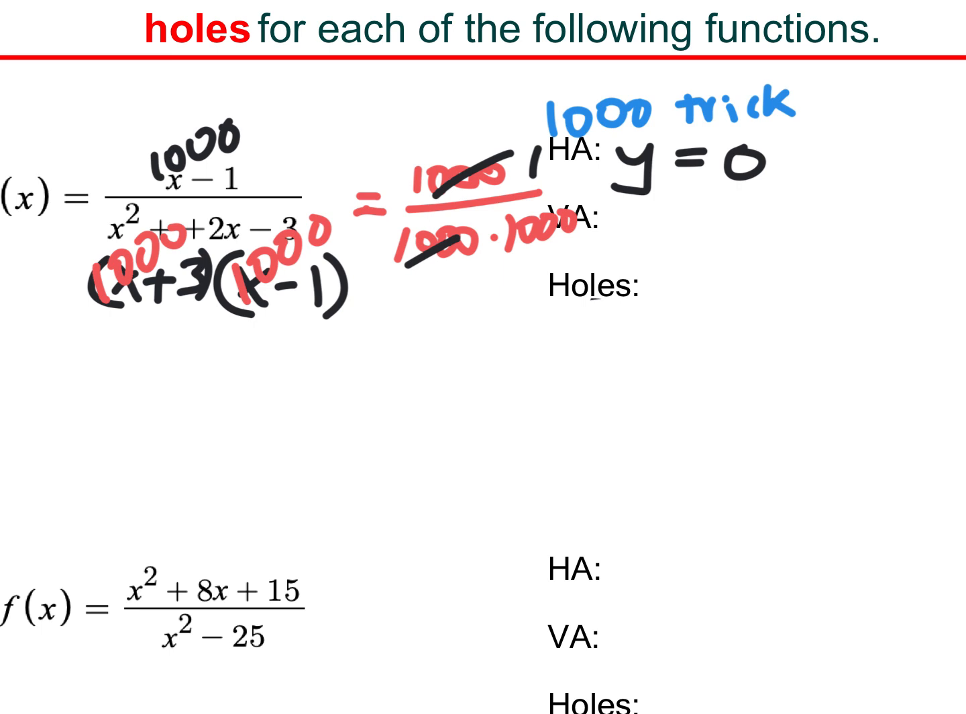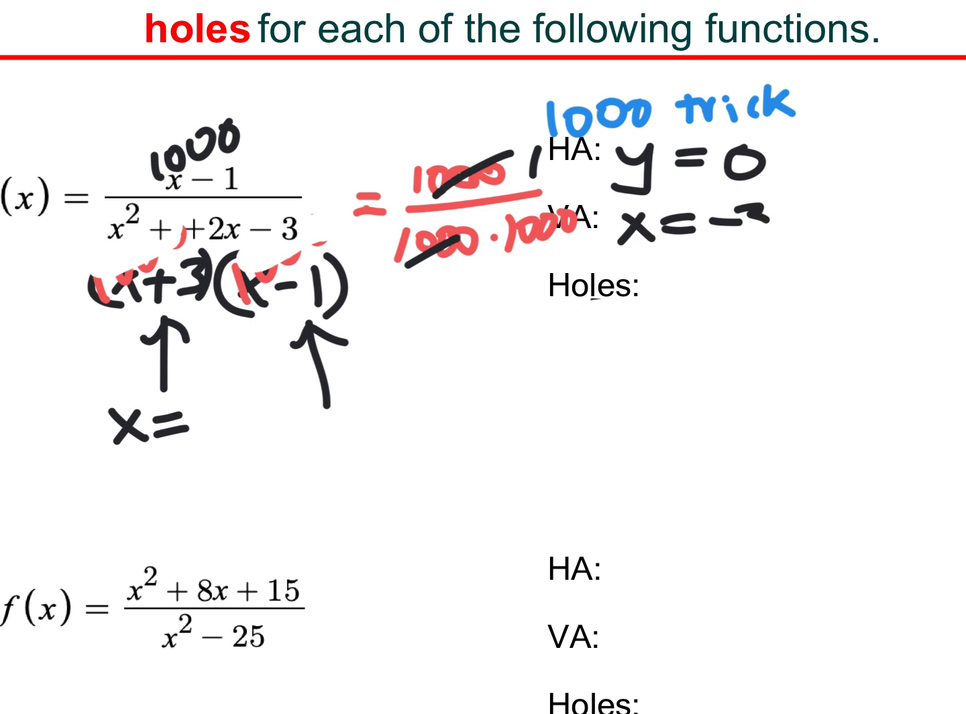Now the vertical is what makes the bottom 0. I'm going to erase out these 1,000s. There's two things that make the bottom 0. X equals -3 makes one part of it 0. And x equals 1. Those are the things that make the bottom 0.